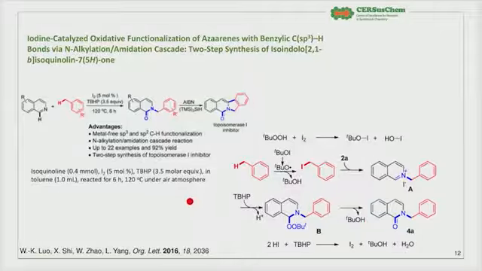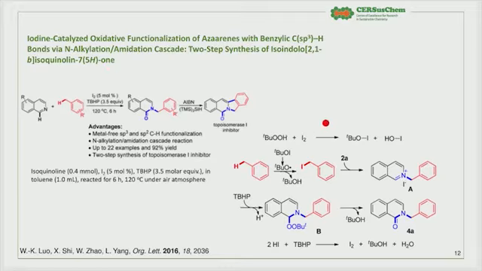Okay. Another work on the same topic is by Yang and collaborators, where they use iodine as a catalyst for the functionalization of azaarenes like isoquinolines with benzylic methyl groups, or with the methyl group of toluenes, via an N-alkylation amidation cascade reaction. In the second step of the reaction, they perform the cyclization to get access to the isoindolo-isoquinolinone nucleus.